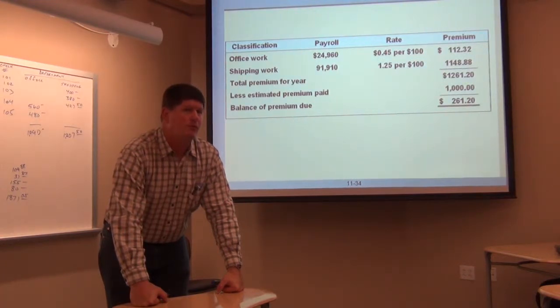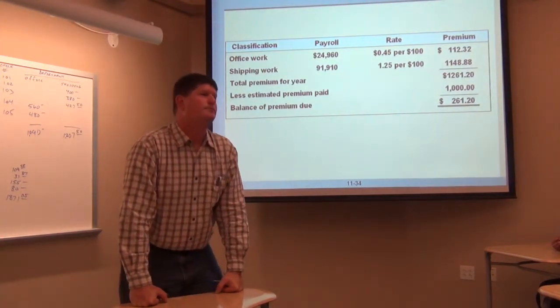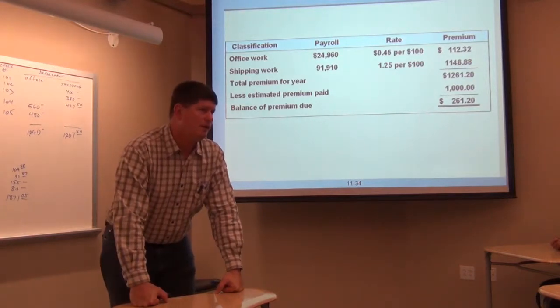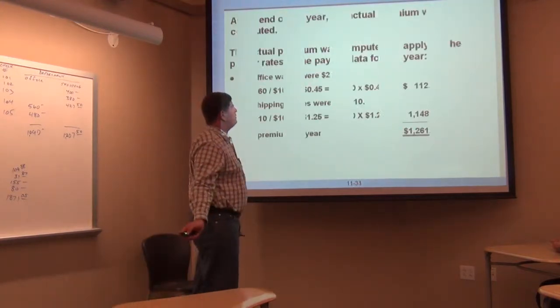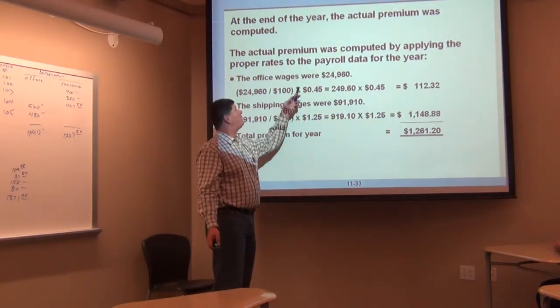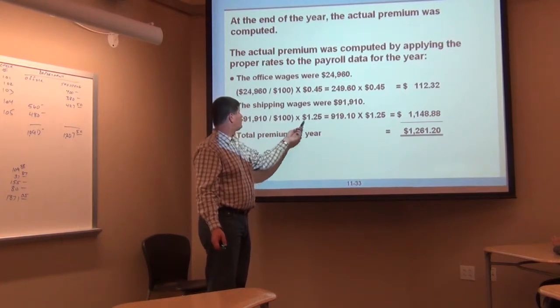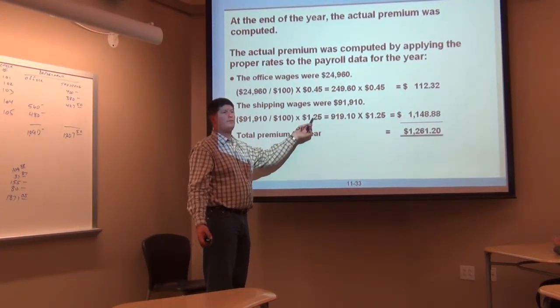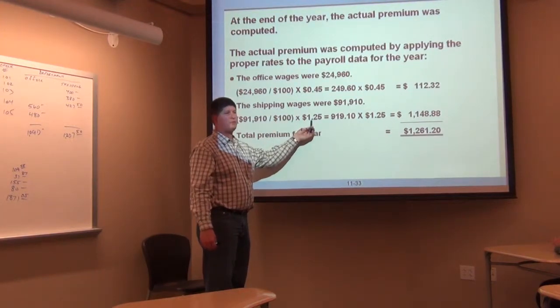Straightforward? Question: what was it that you mentioned about the workers' premium increasing if you have a lot of accidents? Well, what I said, and you're right, remember the shipping rate is $1.25 and the office rate is only 45 cents per 100. So these guys are riskier. They expect more things to happen to shipping employees. So the rate is more.